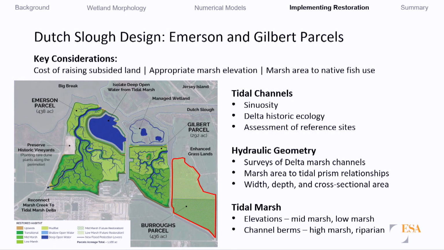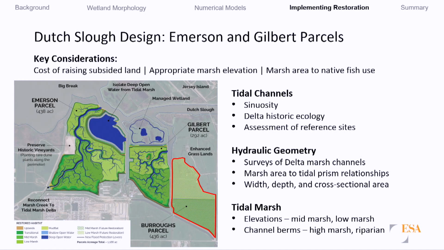ecology in the Delta, as well as lessons learned from San Francisco Bay and reference sites to come up with the sinuosity patterns. They also used hydraulic geometry to try to look at what sort of patterns in the marsh channels to develop, using surveys of historical delta marshes and other reference sites. And part of that, they came up with several design patterns for different sizes of channels. And finally, looking at tidal marsh, what kind of elevations to establish low marsh in the light green and mid marsh in the dark green, as well as higher areas along the channel berms for high marsh and riparian.